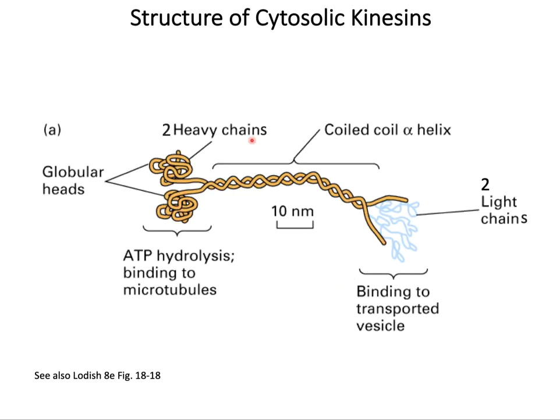So here is a general structure of a cytosolic kinesin, very much like the actin-based motor myosin. It is made up of two heavy chains. They have globular heads, which are the site of the ATP hydrolysis and the site of interaction with the microtubules. You have this tail region where the tails of the two heavy chains interact in a coiled-coil alpha helix manner. And then you have several light chains that are bound over here. Those light chains mediate the interaction between the motor protein and its cargo, such as a vesicle or an organelle or a membrane.